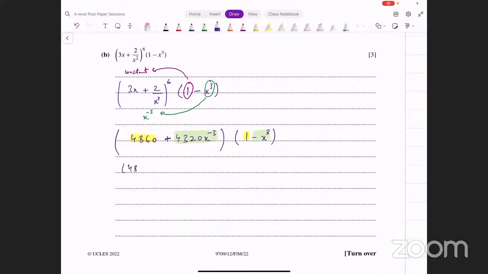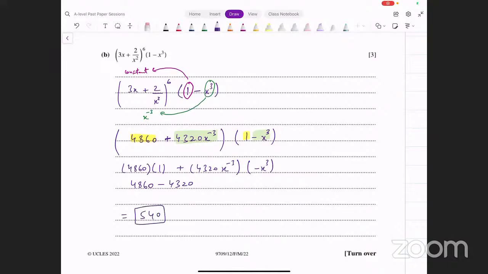So you've got 4860 into 1 plus 4320 x raised to power minus 3 into minus x cube. That's going to give you 4860 minus 4320, and that's going to give you the final result. ये आपके पास term आ जाएगी final. ये देख लें क्या आती है। 4860 minus 4320, that gives me 540, and that's going to be the final result that you get here, 540.